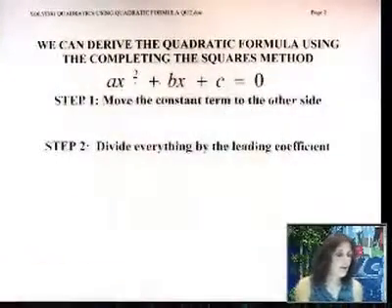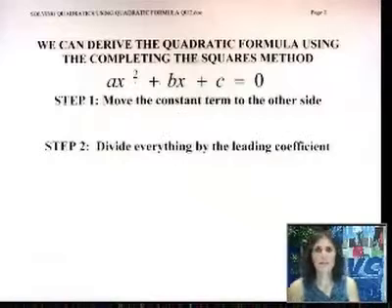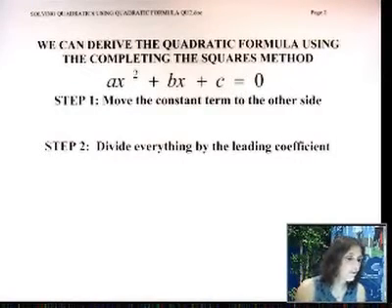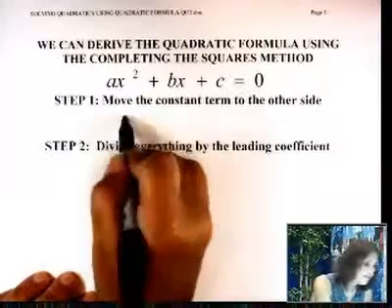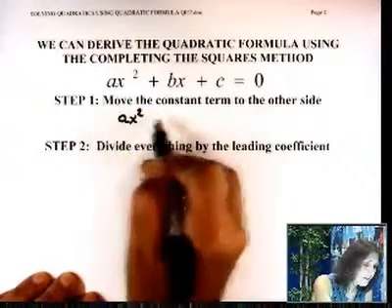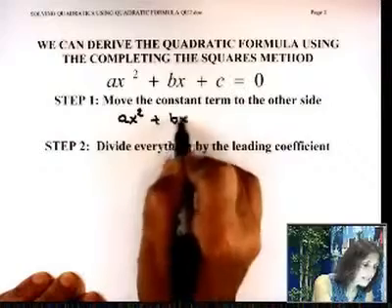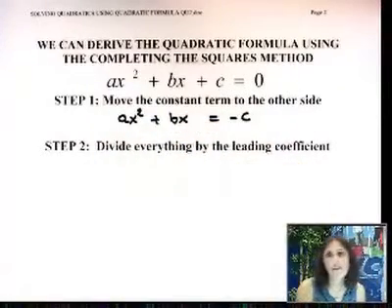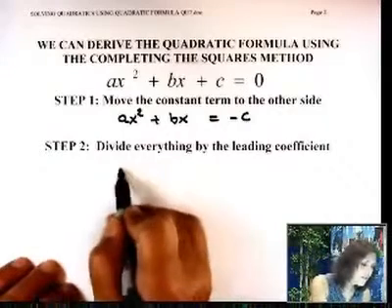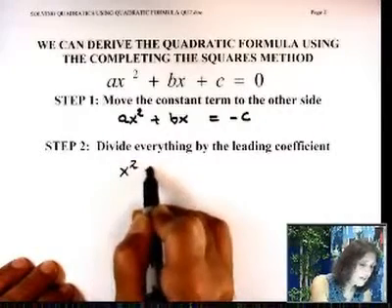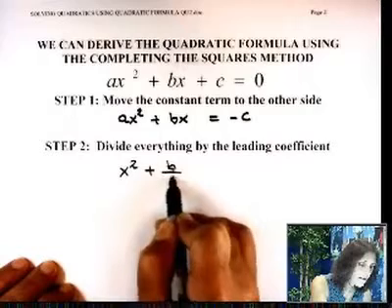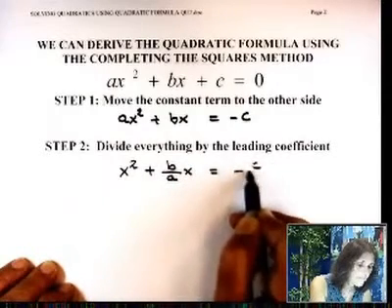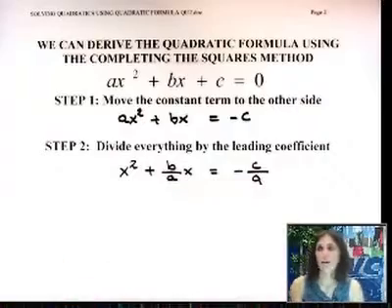We start with the quadratic equation. Remember the complete the square method? I'm going to follow those steps. Move the constant term to the right: ax squared plus bx, move the c to the right. Divide everything by the leading coefficient, divide everything by a. Alright, so far so good.